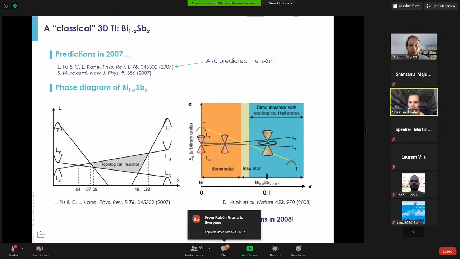Okay, thank you. Next question is from Emmanuel Martinez. He asks, how could the displacement of Dirac cones as a function of capping be qualitatively understood? And is it related to the polar electric field generated along Z?